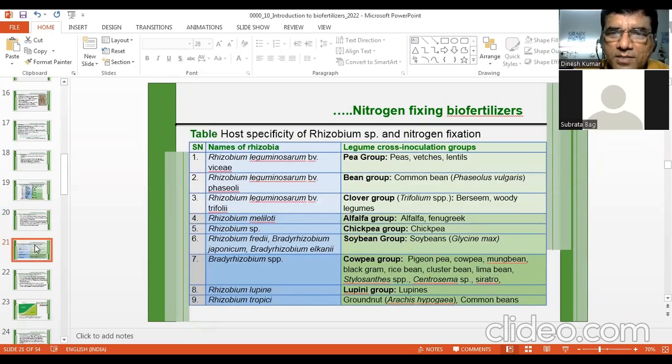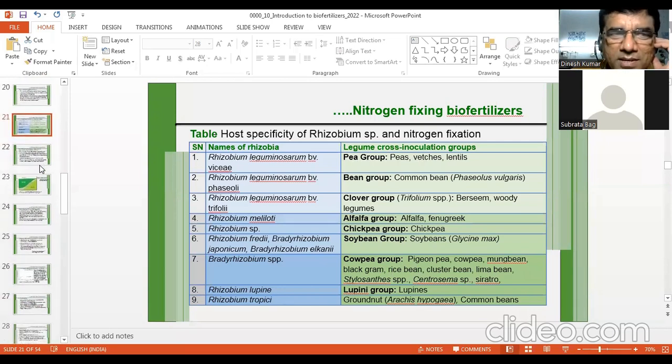So I am showing you the list. This is the correct list. Many times students find different things in different books. So this is from Brady book, and it cannot be wrong. I just cross-checked and verified, and these are the correct groups. Rhizobium leguminosarum, pea group, bean group, clover group. So please go through it. Nothing to understand, you have to see them. This is for you to remember few names. I will share this presentation and you can read it.